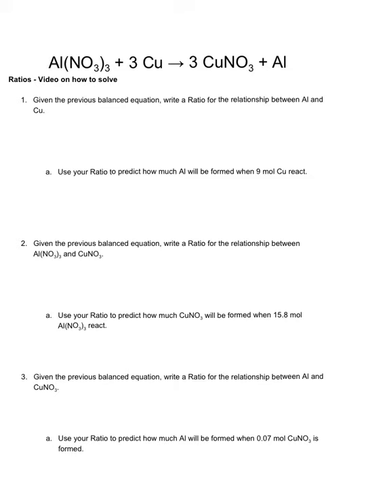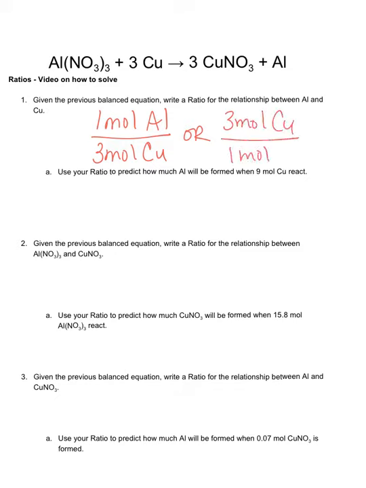So now we're going to do ratios to figure out how to solve this balanced equation. I'm going to write a ratio for the relationship between aluminum and copper. My ratio can be 1 mole Al over 3 moles of Cu, or I could write it 3 moles Cu for every 1 mole Al. Either way is totally fine.